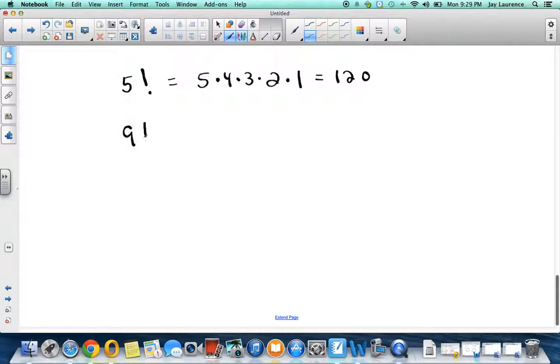Okay, if I had 9 factorial, that'd be a pretty big number because I go 9 times 8 times 7 times 6 times 5 times 4 times 3 times 2 times 1. Okay, I could pick it up here, go 120, 720. I'm not going to multiply it all out. I can show you how to do that on your calculator. It's real easy.